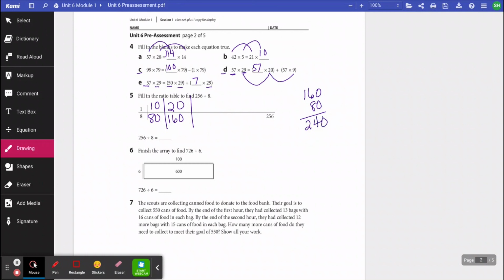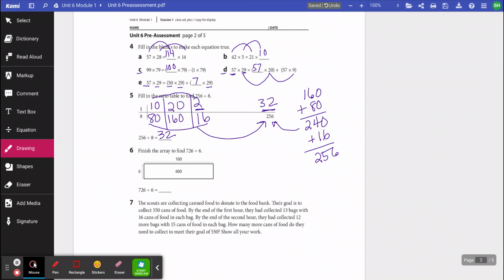And that's 240 when you add those up. So we're getting a lot closer to the 256. In fact, we only really need 16 more to get to 256. So what could we put up here to do this times 8 equals 16? Well, 2 would work there. 2 times 8 is 16. So now we know that all of these together equal 256. So 10 plus 20 plus 2 is 32. So that is our answer.